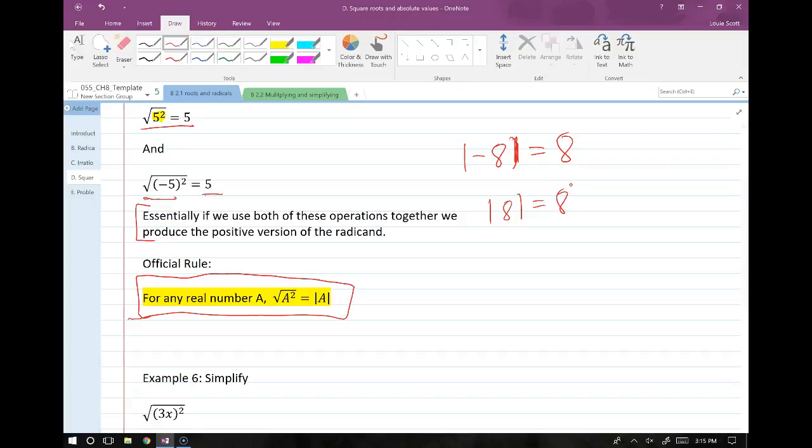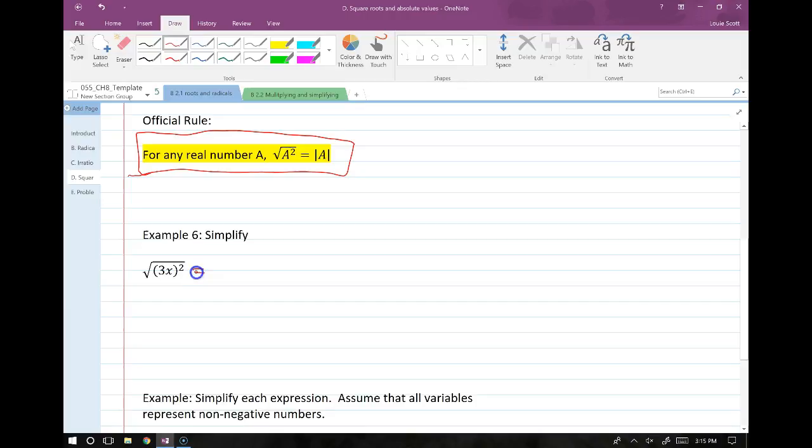Okay, so let's use that fact. All right, so we have 3x squared, and we're taking the square root of that. There we go, 3x. That's it.